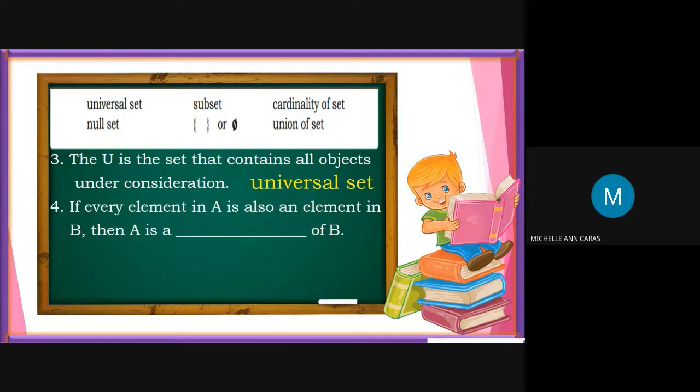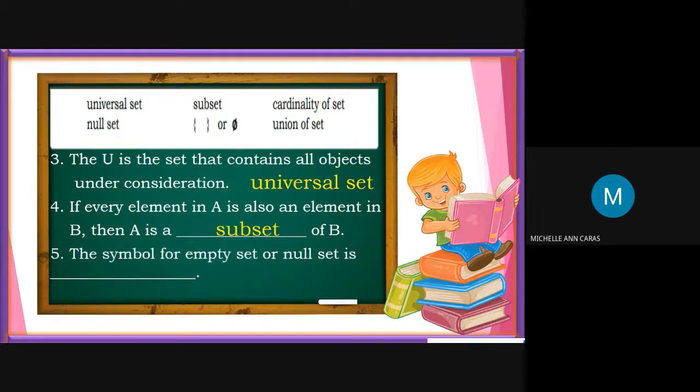Okay, number 4. Every element in A is also an element in B. Then A is a subset of B. Okay. And last, the symbol for an empty set or null set is, okay, this one, braces, or this symbol. Okay.